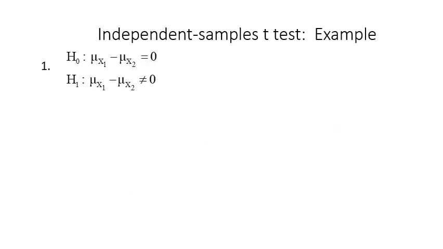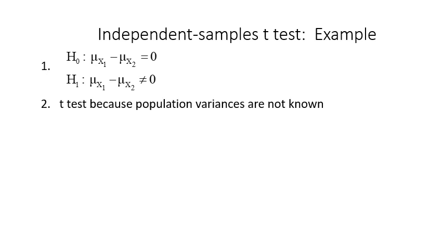So our hypotheses are going to go from that. First, you've got mean of population 1 minus mean of population 2 is equal to 0. That's your null. Your alternative is that they're not equal. We are doing a t-test because the population variances are not known, but I'm going to actually write on this because this is an independent samples t-test.